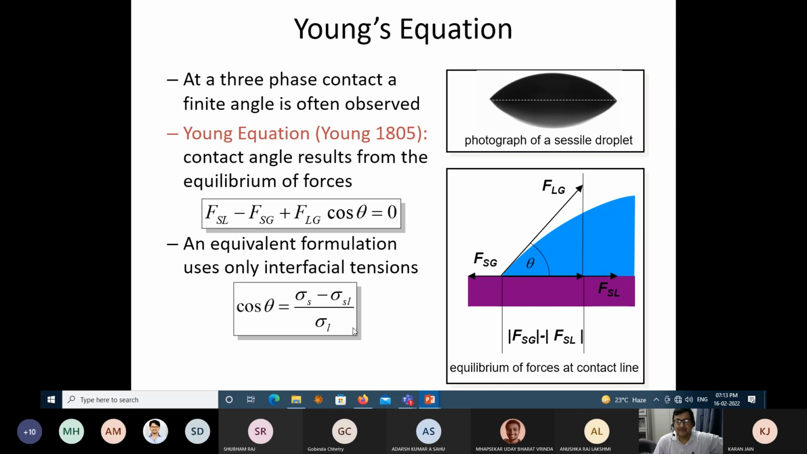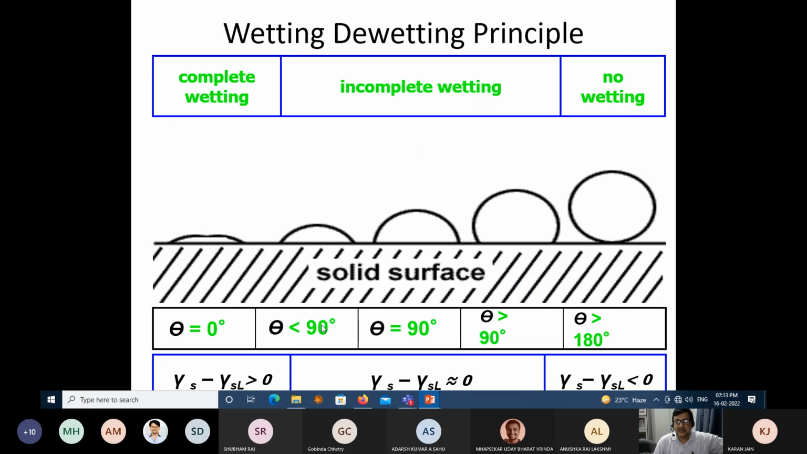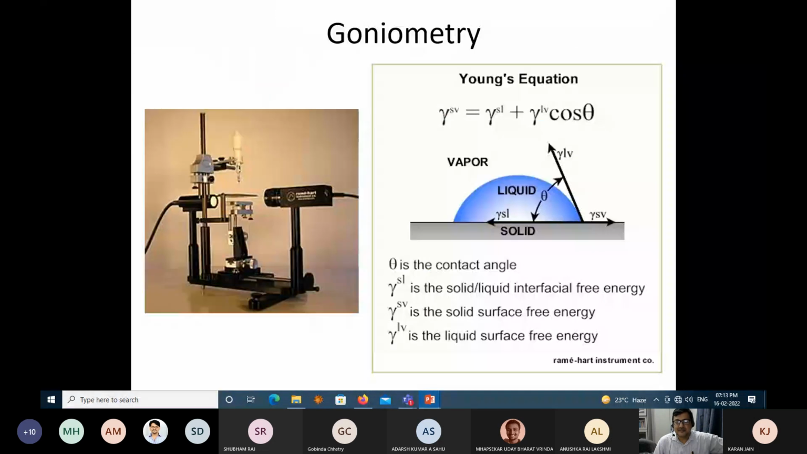You experimentally measure this theta in order to get the surface tension sigma L. You take a surface where surface properties are known, you take a liquid where SL is also known, and from there you obtain sigma L. This is the way people typically do it. You use contact angle goniometry, through which you dispense the liquid from here. This is a goniometric arrangement through which you have the image, and from the image you calculate the theta, and from the theta you obtain this.